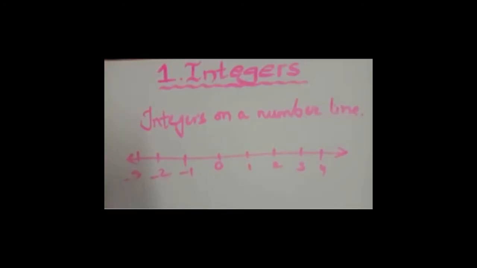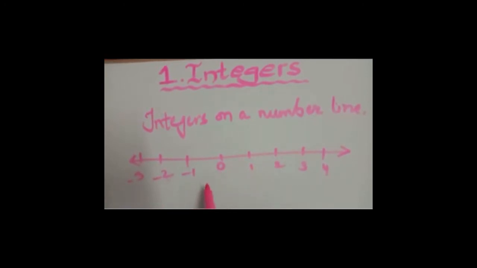Next, here we can see integers on a number line. Positive numbers we always write to the right side of zero, and the left side of zero holds the negative numbers. I already told you zero is a neutral number. The numbers on the right are bigger than zero, and the numbers on the left are smaller than zero.